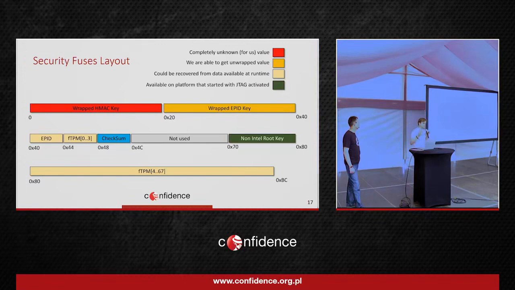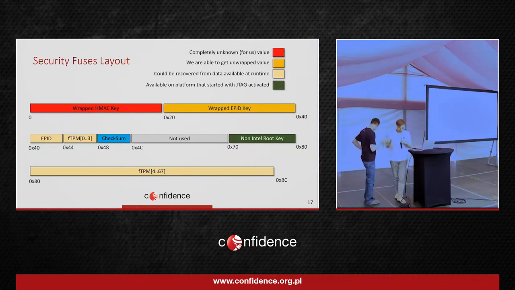It is the main secret of your platform. If an attacker has access to this information, he can generate all keys for your platform. And for example, he can try to execute code in ME. How this key is used in the file system, Dmitry, please tell about it.